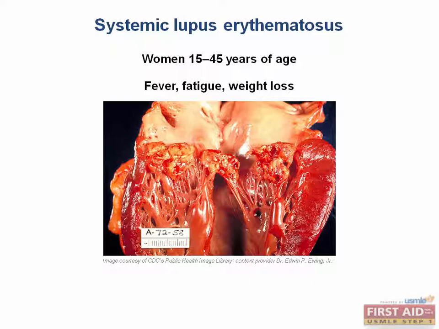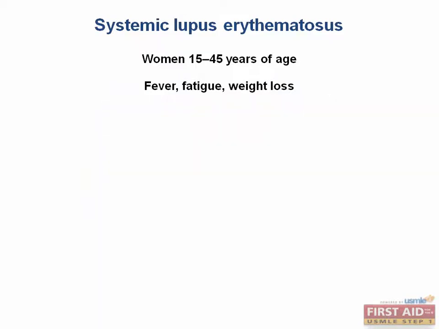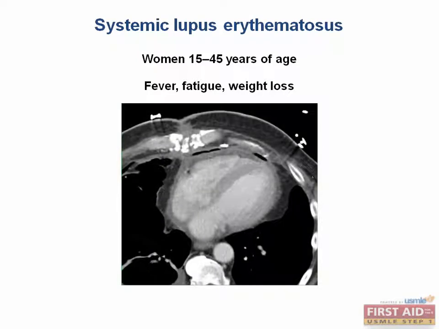What else can happen to the heart in lupus? Pericarditis, the most common cardiac manifestation. Do you remember the symptoms of pericarditis? Chest pain that's relieved by leaning forward and exacerbated by lying down or taking deep breaths.